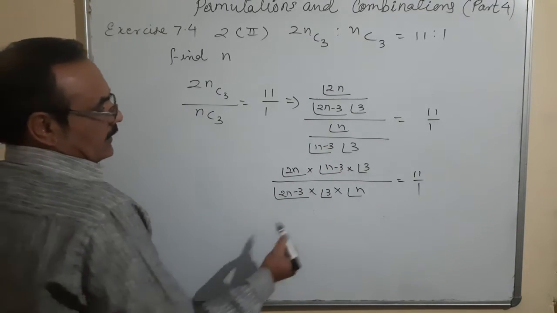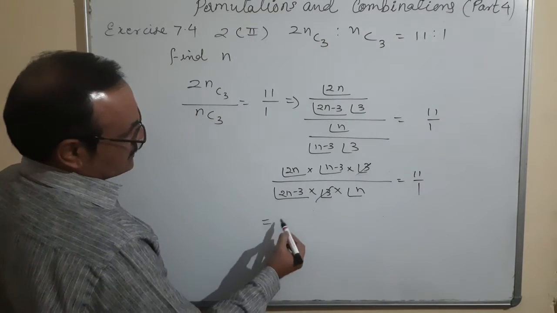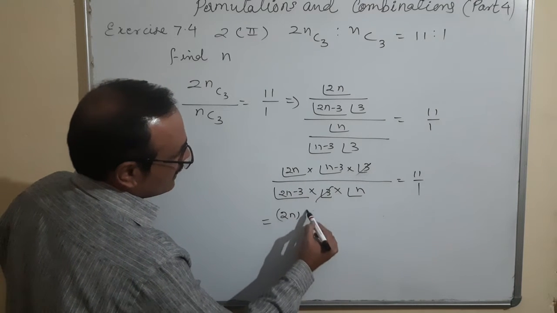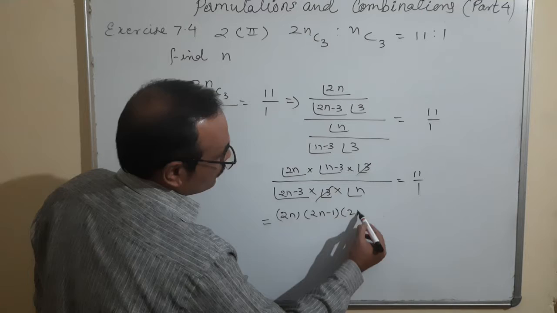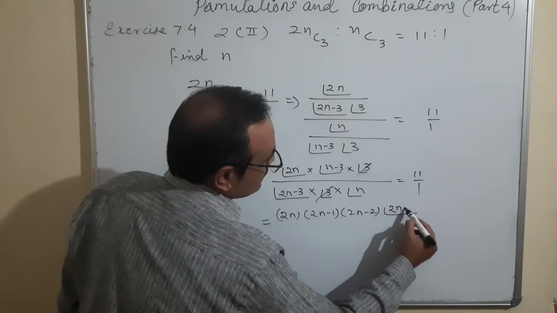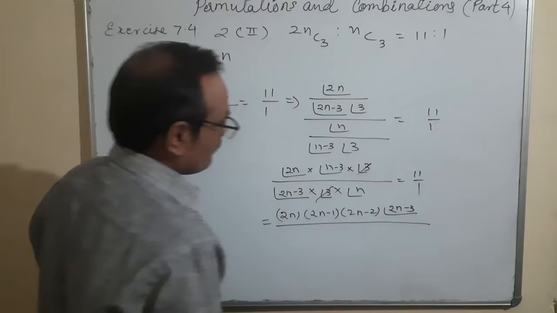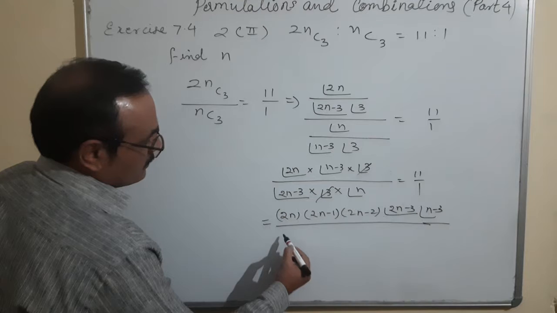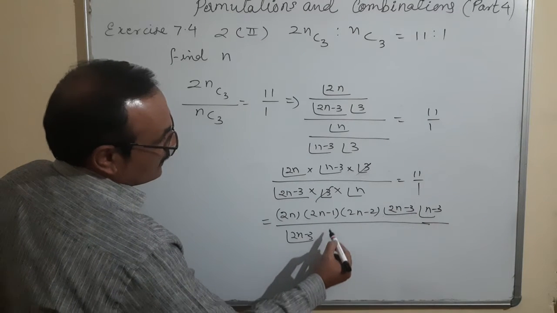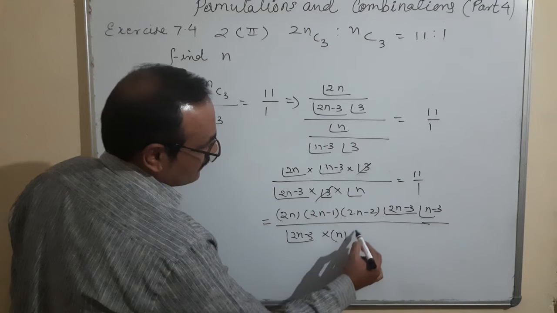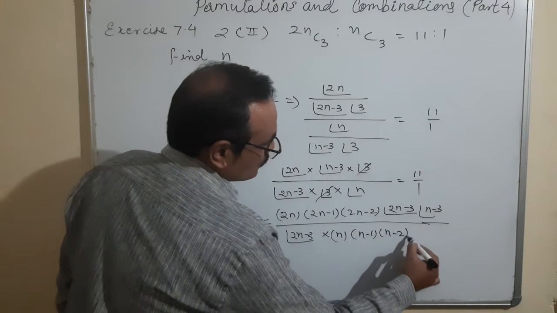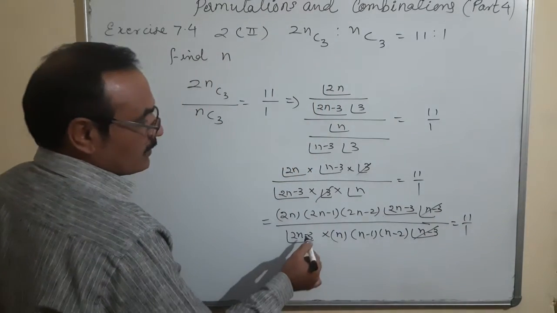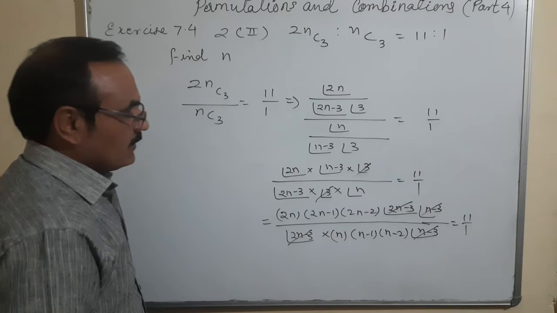Factorial 3 cancels. It is factorial 2n upon factorial 2n minus 3. So factorial 2n can be written as 2n multiplied by 2n minus 1, 2n minus 2, and factorial 2n minus 3, and factorial n minus 3 as it is, upon factorial n, and this n factorial can be written n, n minus 1, n minus 2, factorial n minus 3. Factorial 2n minus 3 cancels, and the terms are left.